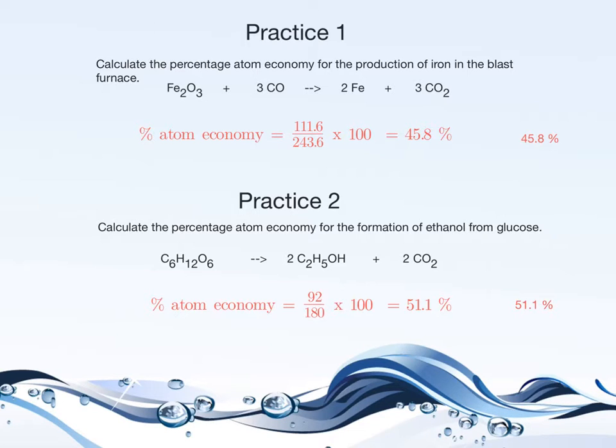Okay, key things to remember then about atom economy. The first one is that all you need is a balanced equation. Any other data that you're given you can ignore. The second is that if there's a single product, then the atom economy will always be 100%, so you can save yourself some time and don't have to do the calculation.